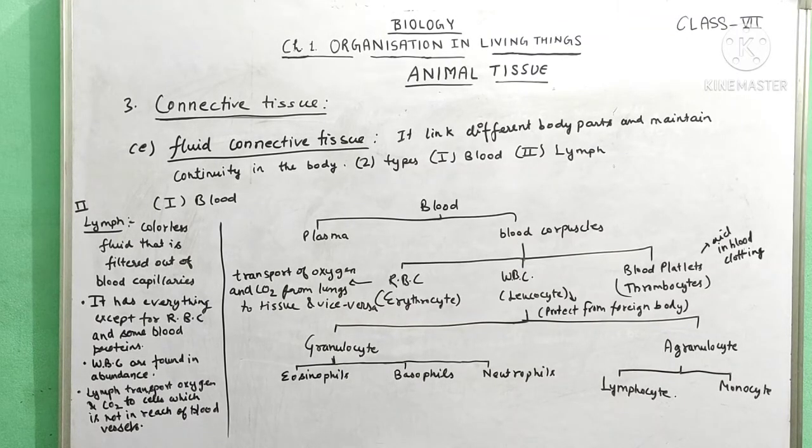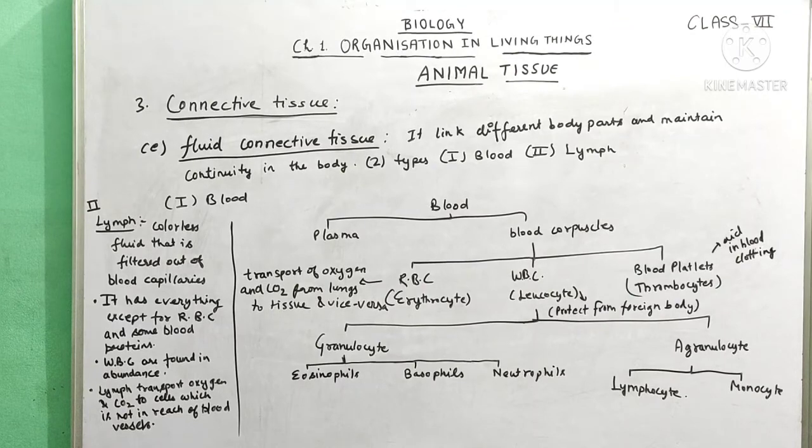Now talking about the lymph. Lymph is a colorless fluid that is filtered out of blood capillaries. It has everything except for the RBC and some blood proteins. WBC are present in abundance inside the lymph. Lymph transports oxygen and carbon dioxide to the cells where the blood vessels are not present. So this is the function of the lymph.